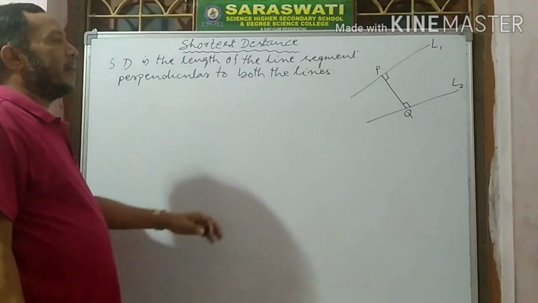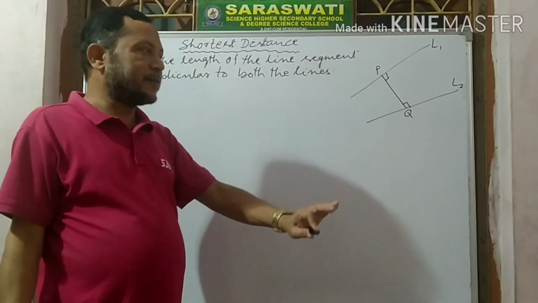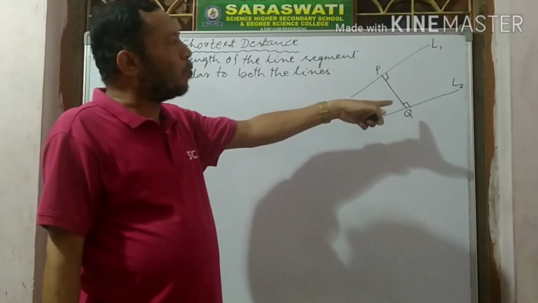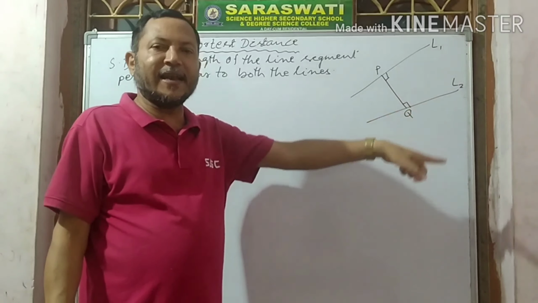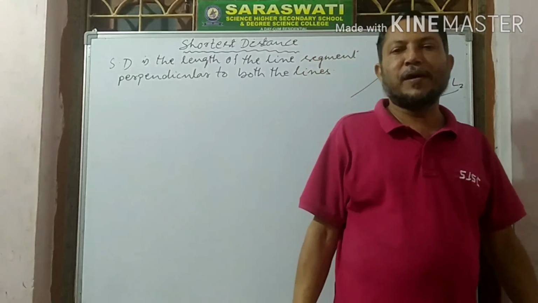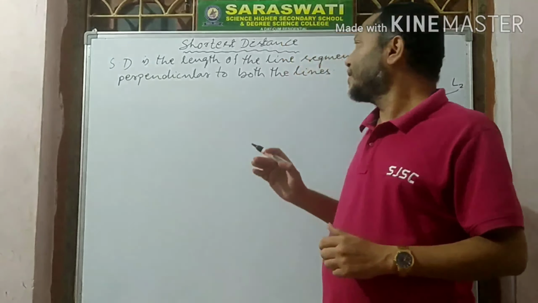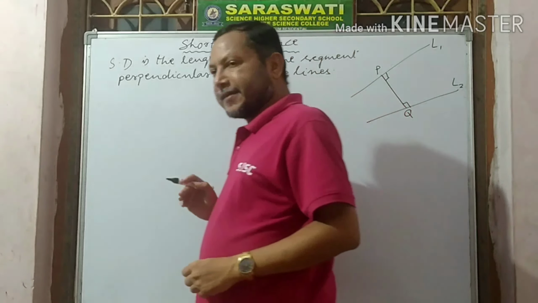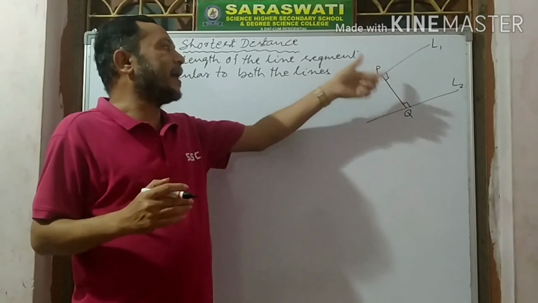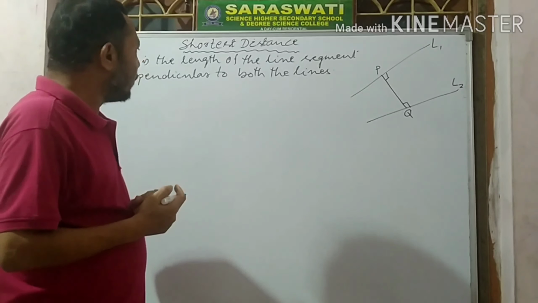We have L1 and L2, two lines. PQ line segment is perpendicular to both the lines L1 and L2. Hence, the length of the line PQ is the shortest distance between two lines. So, we have to find out this shortest distance or the length of the line PQ.